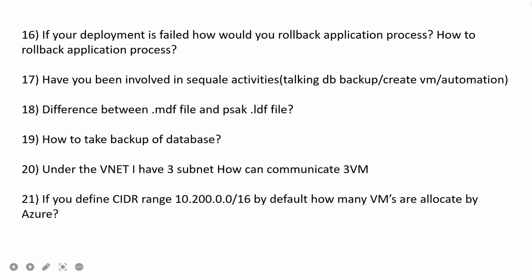Next, if you define the CIDR range 10.200.20.0/16, by default how many VMs are allocated by Azure? Okay, so by default only one virtual machine will be allocated. Next question, how many IPs will be allocated? So this is the range of /16. So here you can calculate. 65,536 IPs will be allocated here. Okay.